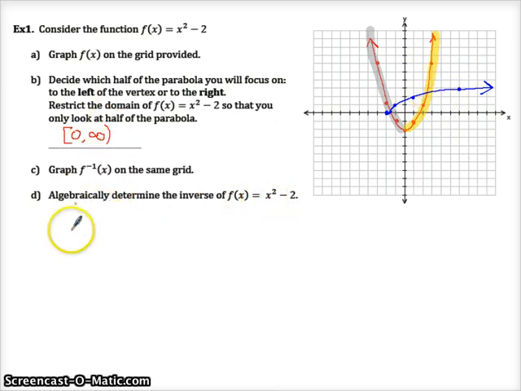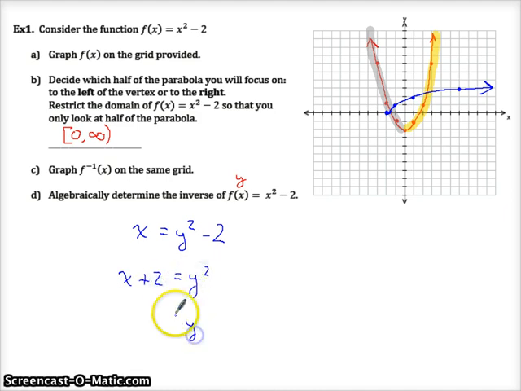Now I think this domain restriction will make a little more sense. It was originally y equals x squared minus 2. I'll do it in blue so you can tell I'm still talking about the same function. When I flip those, I get x equals y squared minus 2. So x plus 2 equals y squared. Now I take the square root.